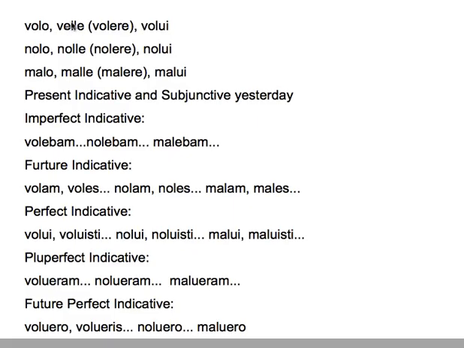Then we're going to have our imperfect subjunctive, which is your second part, right? Wele or nole or male. It's your actual infinitive plus an ending. So you end up with welem, weles, welet, welemus, welatus, welent, nolem, noles, nolet, and so on. Malem, males, malet, and so on.